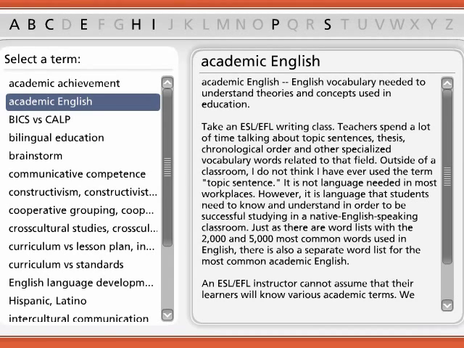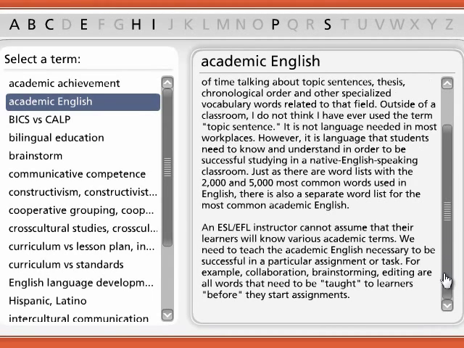However, it is language that students need to know and understand in order to be successful studying in a native English-speaking classroom. Just as there are word lists with the 2,000 and 5,000 most common words used in English, there is also a separate word list for the most common academic English. An ESL/EFL instructor cannot assume that their learners will know various academic terms. We need to teach the academic English necessary to be successful in a particular assignment or task. For example, collaboration, brainstorming, and editing are all words that need to be taught to learners before they start an assignment.